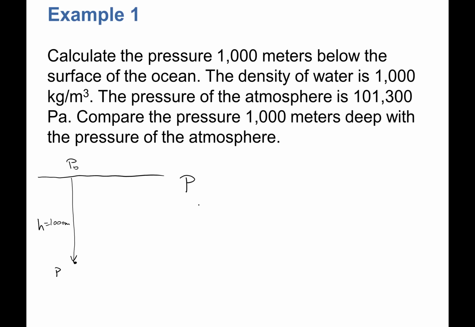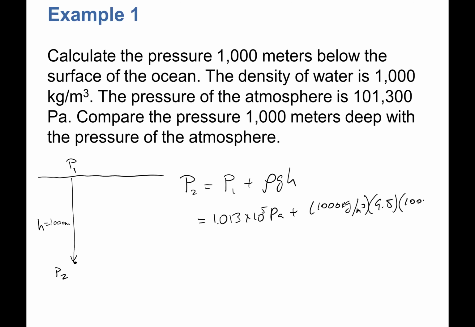Sometimes you might do this: this is P2, this is P1. Then you can say P2 is equal to P1 plus rho g h. That means you just choose 2 points, one at the surface, the other one 1,000 meters below. So this is 1.013 times 10 to the 5 Pascal, then add rho g h: 1,000 kilograms per cubic meter, times 9.8, times 1,000 meters.